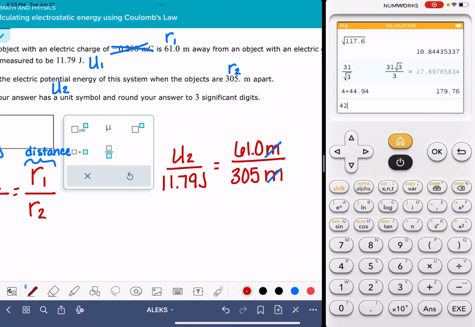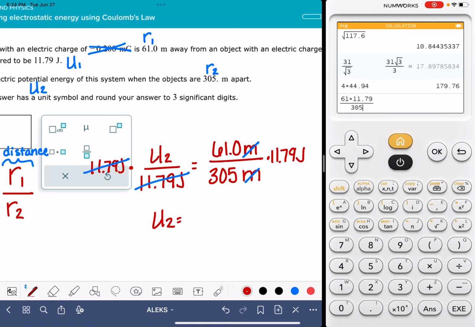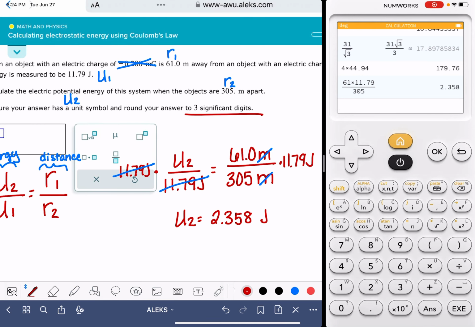And we are going to solve for U2. We're going to multiply both sides by 11.79 joules. That will allow that to cancel on the left-hand side. And U2 is going to be 61 times 11.79 divided by 305. It gives us 2.358 joules. The problem wants 3 sig fig, so that's 2.36 joules.